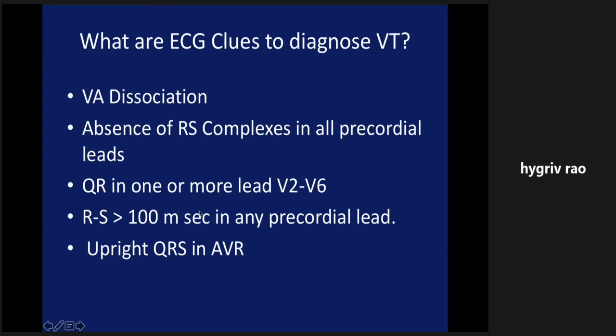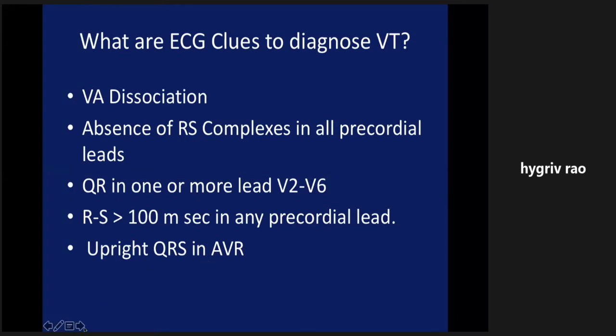It's very important. You don't need to learn a lot of algorithms, because you need to know the most important clinical decision-making things. VA dissociation is the most important. Please learn VA dissociation, recognize it and learn it, because it's the most important thing to diagnose a VT. Then, absence of RS complexes in all precordial leads. I'll show you some examples. Then QR in one or more leads, and RS more than 100 milliseconds in any precordial leads. And the first and last are very important.